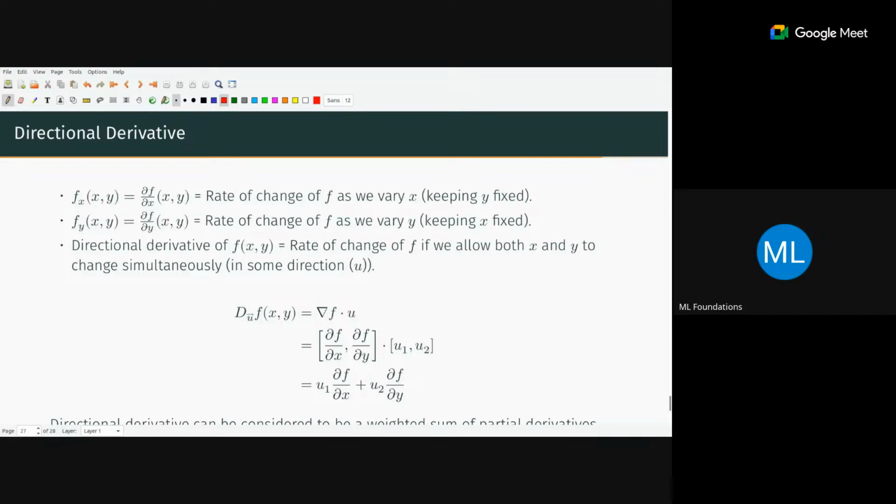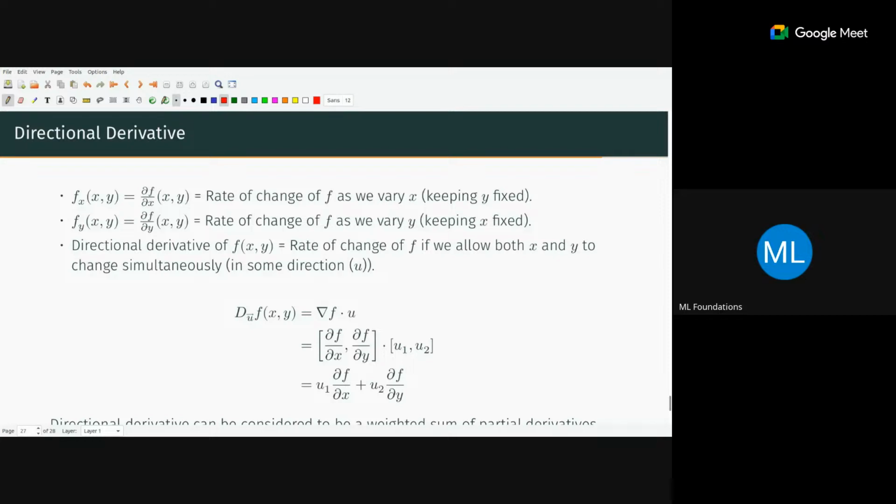Okay. Let me talk about directional derivatives a bit. For directional derivatives, you should first understand what a partial derivative means. And in order to understand partial derivative, you should understand what a derivative is. As we saw, derivative is basically the rate of change of a function with respect to the variable x, right? So that is the derivative.